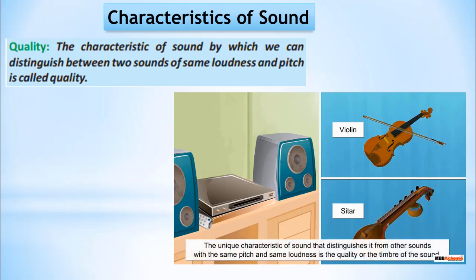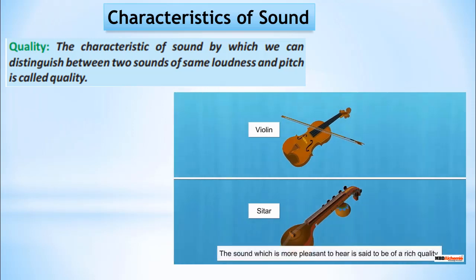The sound produced by every instrument has a unique characteristic that distinguishes it from other sounds with the same pitch and same loudness. This characteristic of sound is the quality or the timbre of the sound. The sound which is more pleasant to hear is said to be of a rich quality.